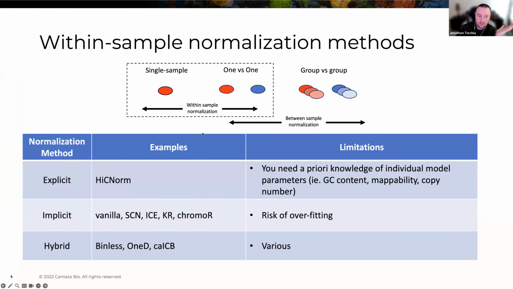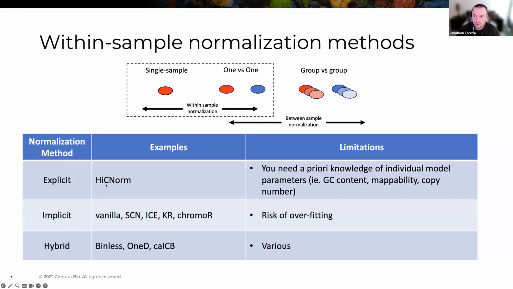So to start with, within a sample, the large majority of methods you'll see in the literature are within an individual sample. How do we normalize the signal? They can be broadly categorized into two main types in the literature, explicit and implicit methods, but more recently we're seeing additional methods coming into play here, which are a hybrid between both of them.